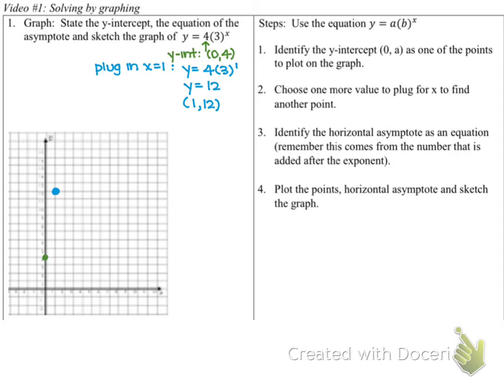All right, next thing I need to do is identify the horizontal asymptote. Based off of the equations that we've been doing, the horizontal asymptote is whatever number is added after the exponent, so at the end of the equation. If there's nothing there, we know the only number we can actually add is 0. So I'm going to draw an arrow up to that as well, and that's going to give me my horizontal asymptote. As a reminder, an asymptote is a line, so we need to write it as the equation of a line. So we're going to do y equals whatever that number is, which is 0.